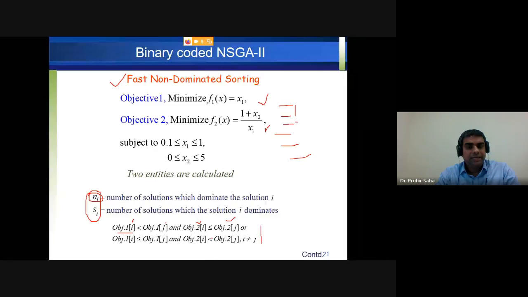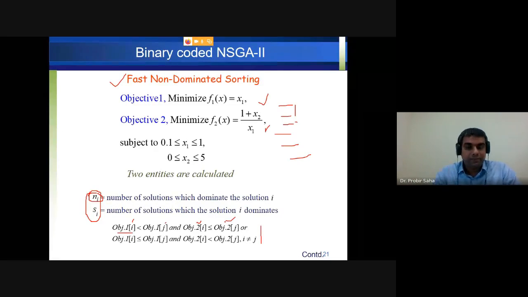So what is important here? I have to satisfy 2 objectives. How could I say one solution is better than the other? If and only if solution I has objective function 1 and objective function 2, both less than those of solution J. If that is happening, then I can say that solution I is dominating solution J. But if it is reverse, then I would say solution J is dominating solution I. I hope I can do that.